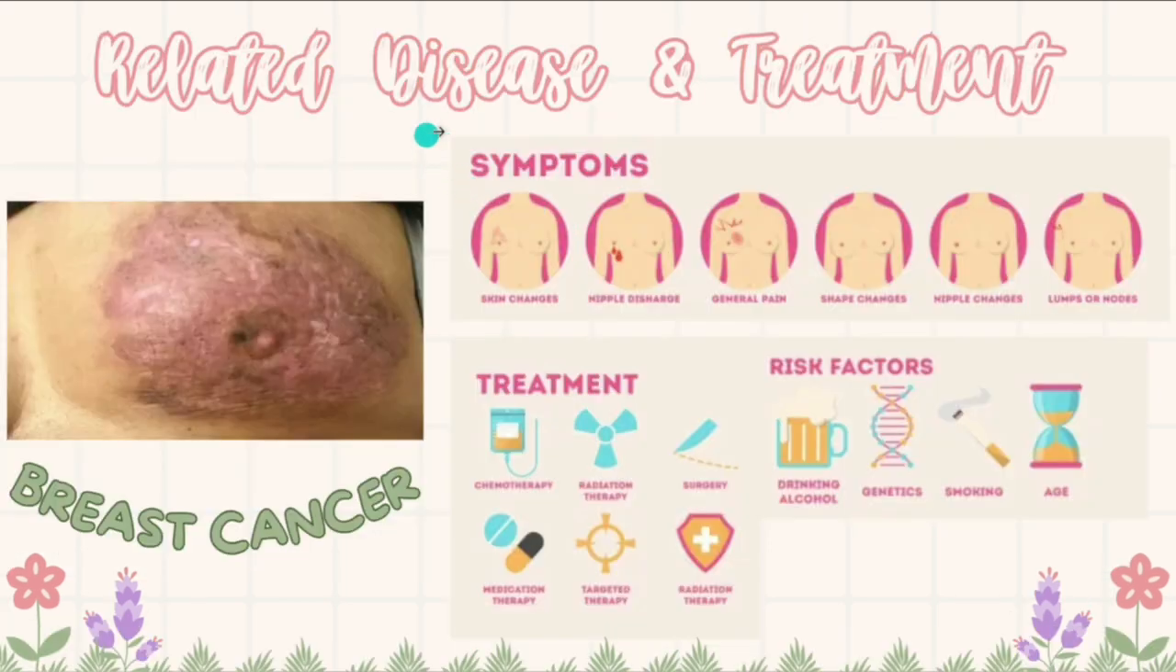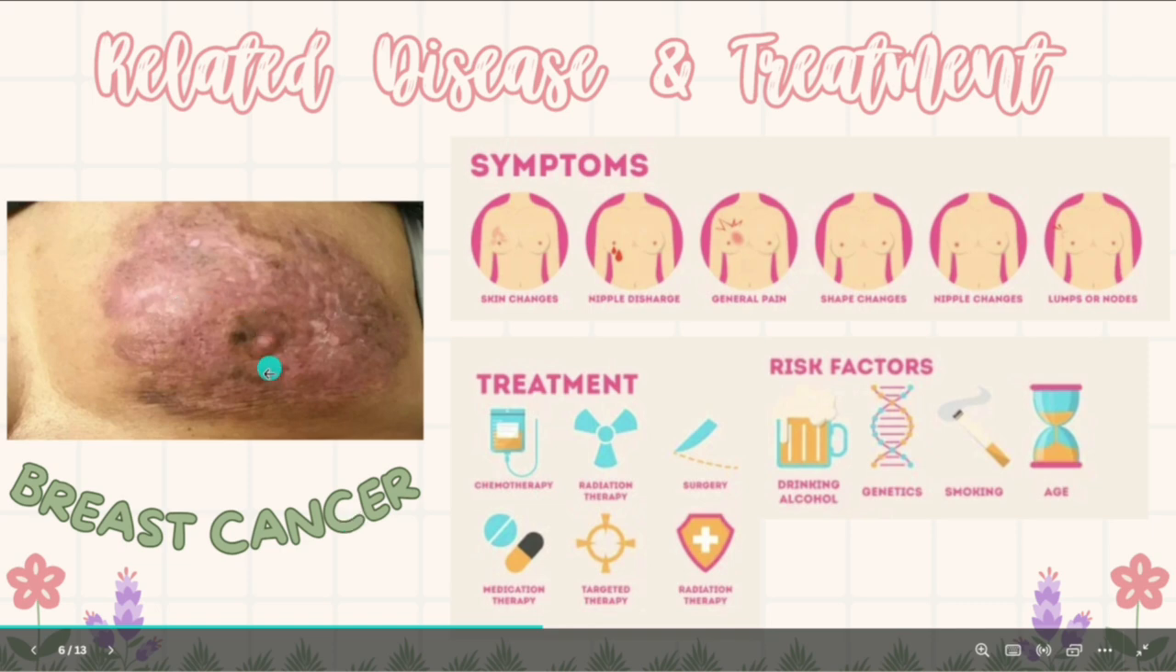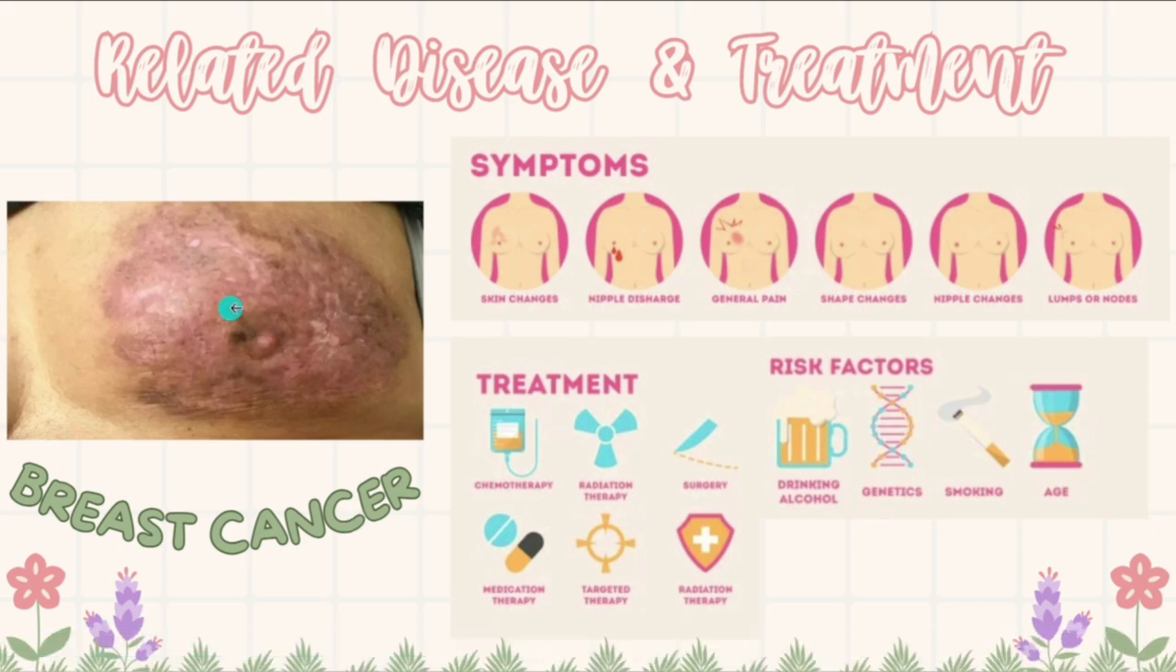Now we'll be looking at the diseases that are related to the breast and the treatment for these diseases. One of the most common diseases related to the breast is breast cancer, where abnormal breast cells will proliferate at an abnormal rate, and this will produce tumors, as we can see over here. So here are the few symptoms that could occur in an individual with breast cancer.